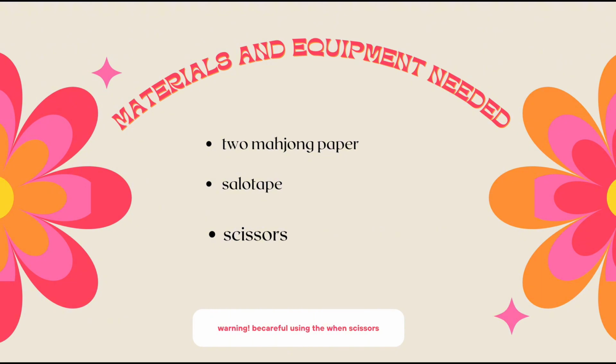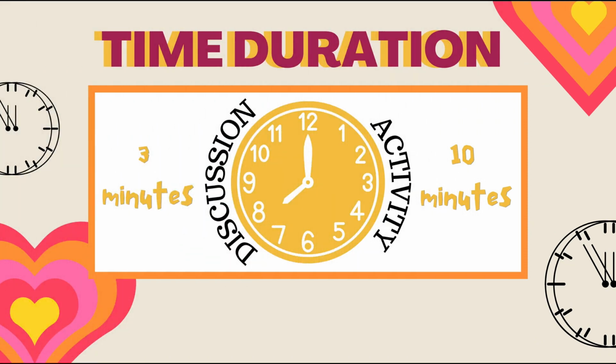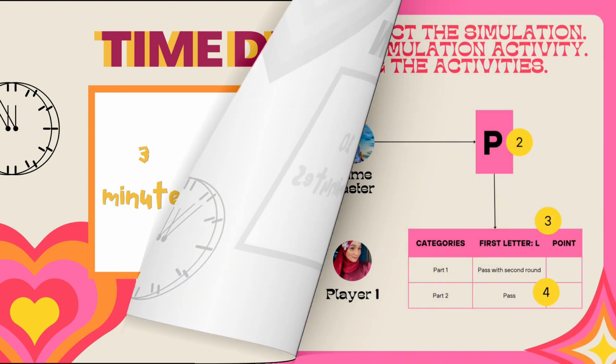Materials and equipment needed are 2 mahjong papers, sellotape, and also scissors. For time duration, this activity will take 10 to 12 minutes. 3 minutes are for discussion and briefing, 7 minutes are for playing, and 1 to 2 minutes are for the conclusion.